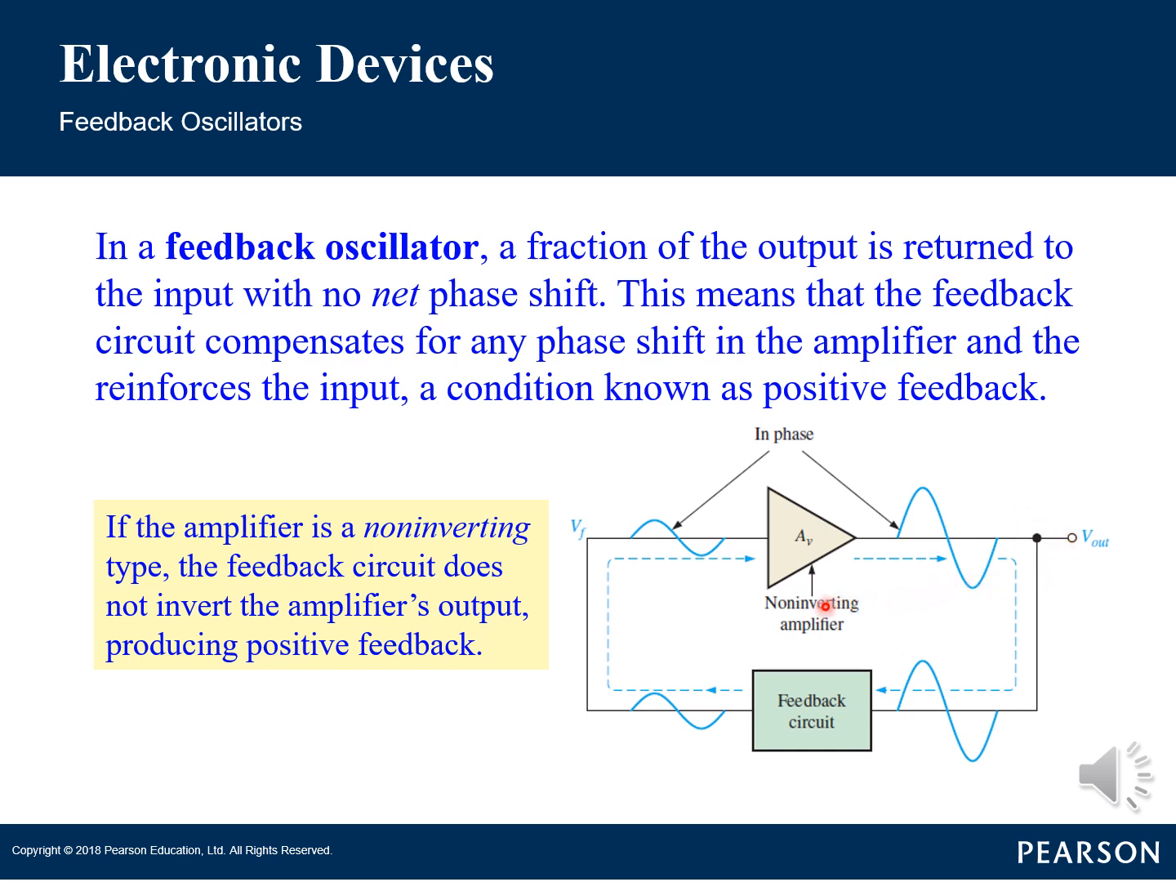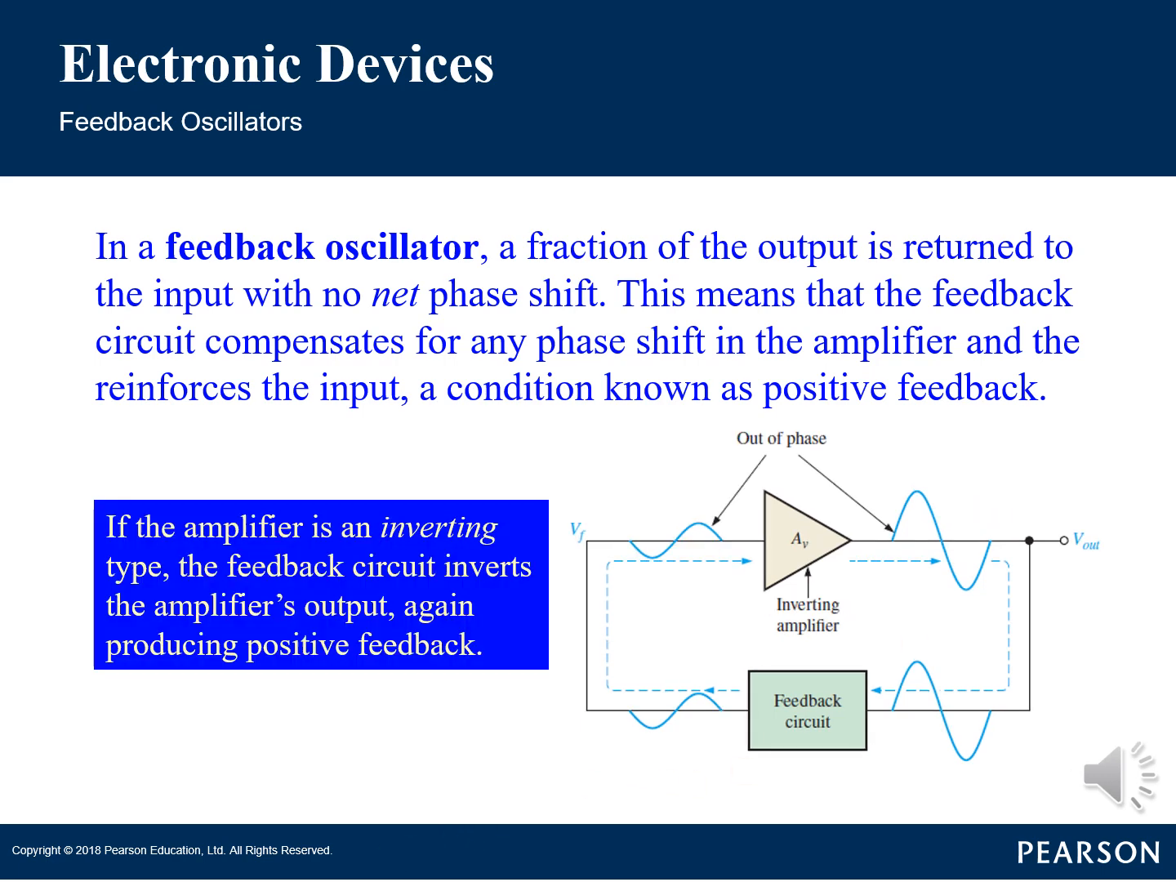The key component in a feedback oscillator is an amplifier, which amplifies the input signal and generates an output signal. The output signal is then fed back into the input through a feedback loop, which includes a phase shifter and a frequency determining element. If the amplifier is a non-inverting type, the feedback circuit does not invert the amplifier's output, producing positive feedback. But if the amplifier is an inverting type, the feedback circuit inverts the amplifier's output, again producing positive feedback. We can see the signal presented in the figure.